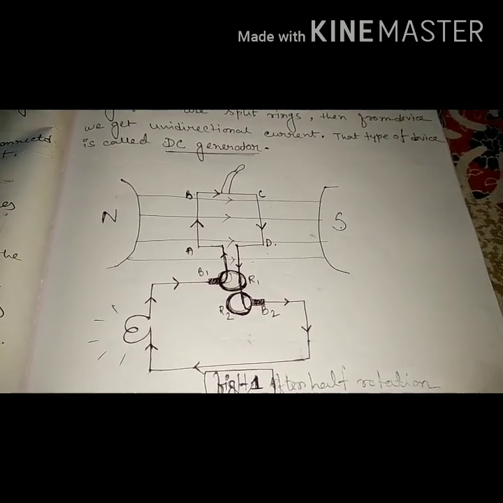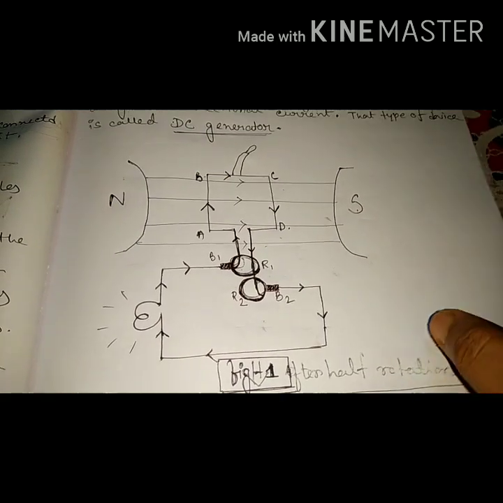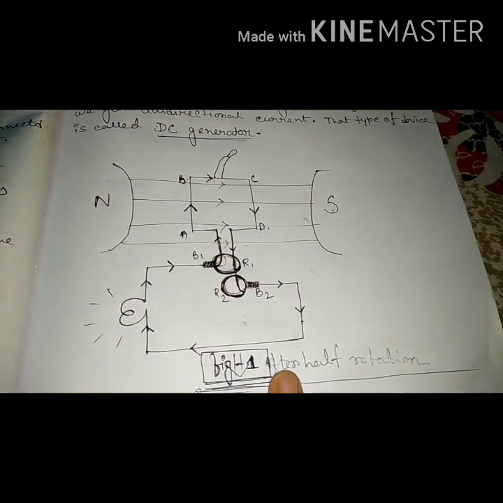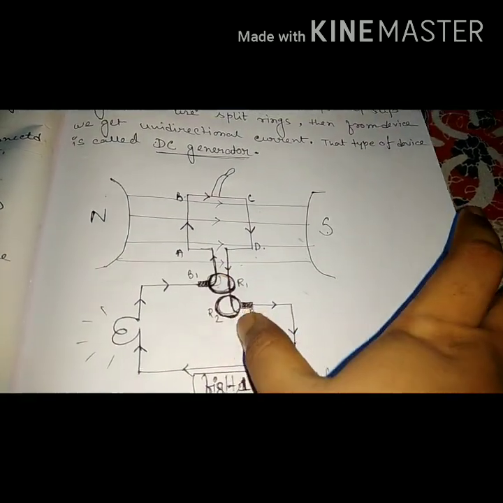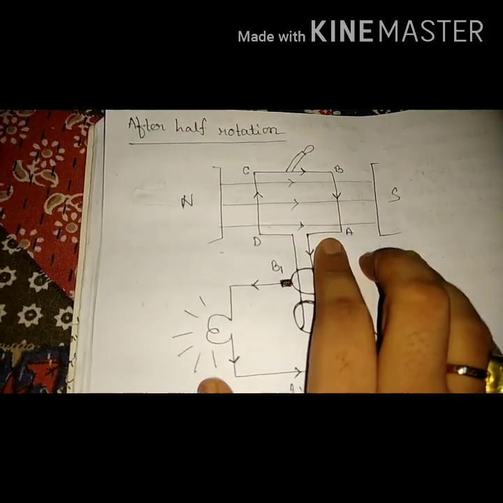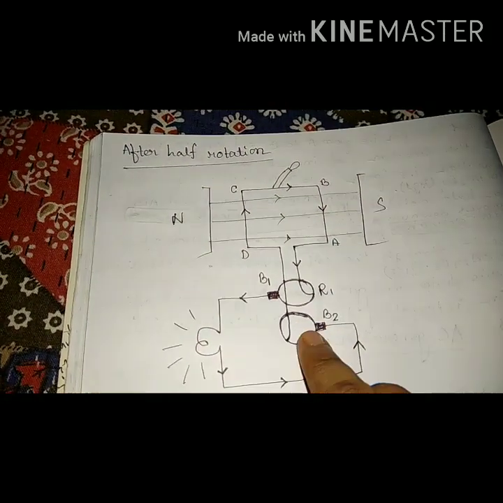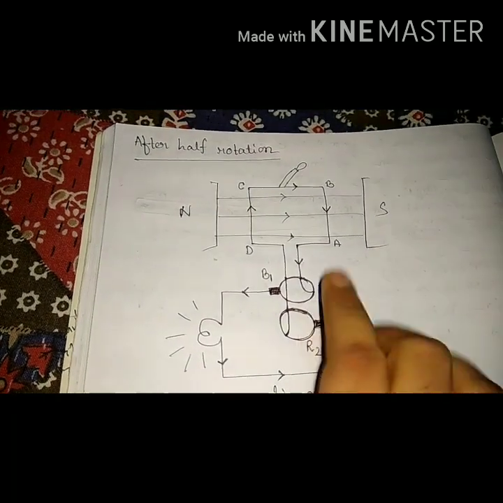Okay, this is the first half. Now after half rotation, the AB side will be on this side and CD will be on this side. But the connection will be the same. See, R1 is again connected with B1 and R2 is connected with B2 only. So AB and CD are like this.